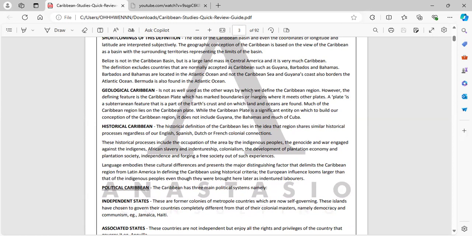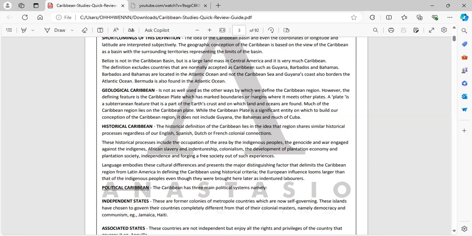The definition excludes countries that are normally accepted as Caribbean, such as Guyana, Barbados, and Bahamas, because these countries are not washed up on the Caribbean Sea, but they have political history with the Caribbean. They have history with the Caribbean based on slavery. They can be defined as Caribbean because the Bahamas had the sugar plantation, Barbados experienced slavery, and Guyana experienced some level of slavery from Christopher Columbus's time, and the Taínos, Mayas and those times, so they consider themselves Caribbean.